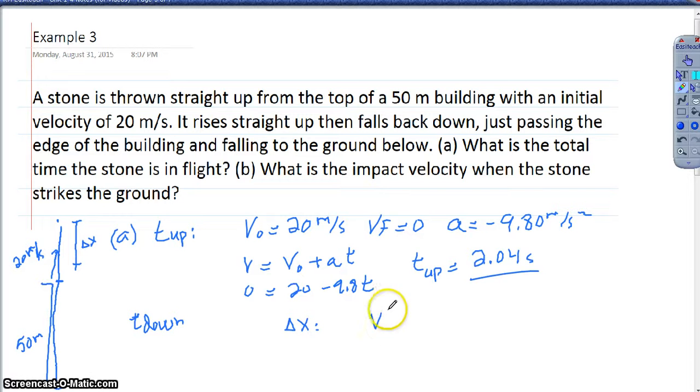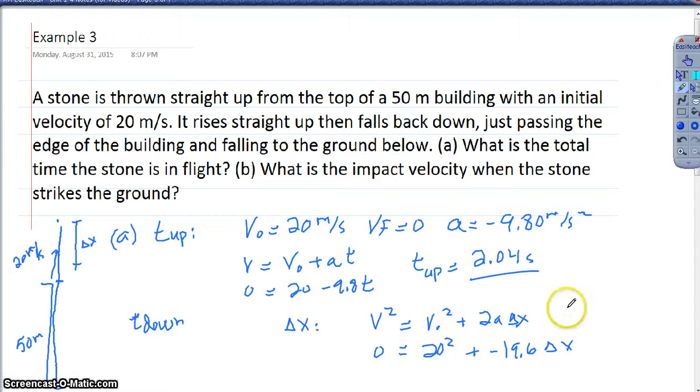You could use any of them at this point, but I may just jump back to this one since these were all the original measurements they gave me. So I've got 20 squared plus negative 19.6, multiplied by 2, times delta x. Again, 400 divided by 19.6, and I get that it reaches a height of about 20.4 meters above the top of the building.